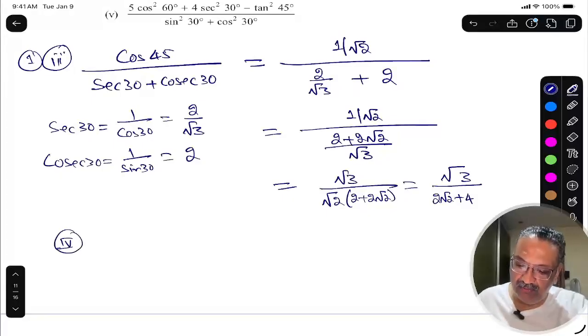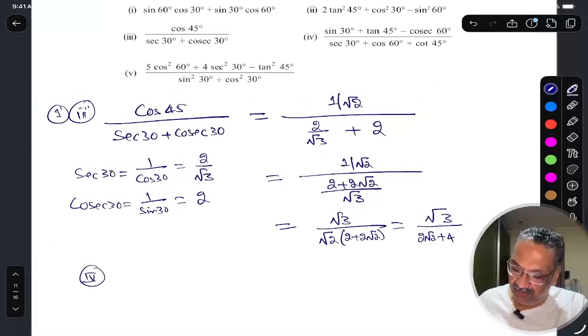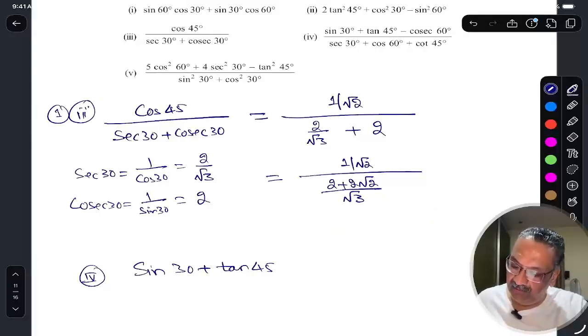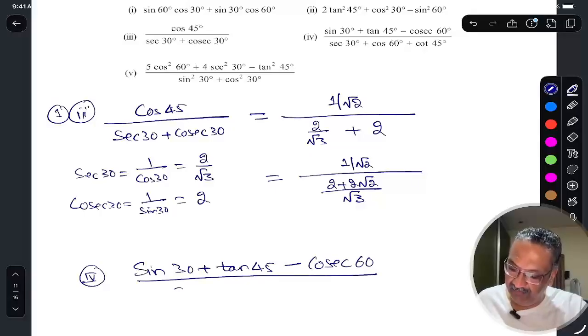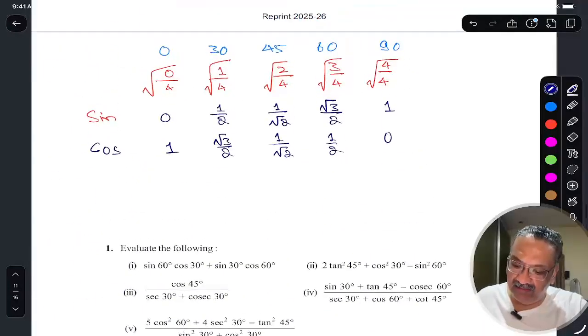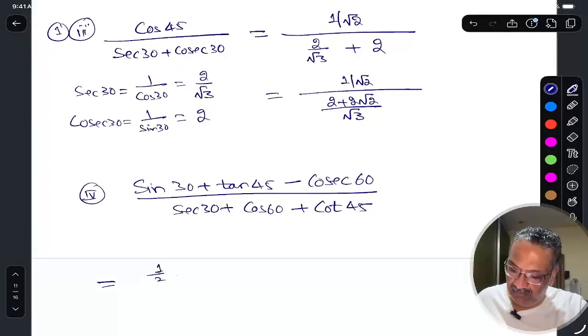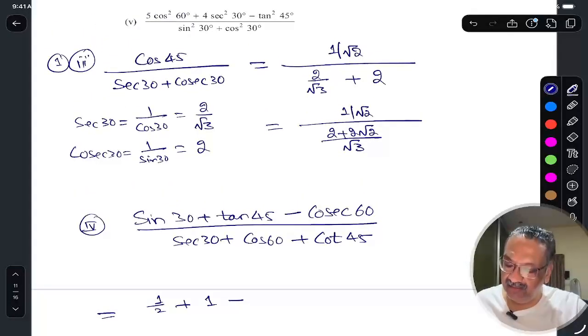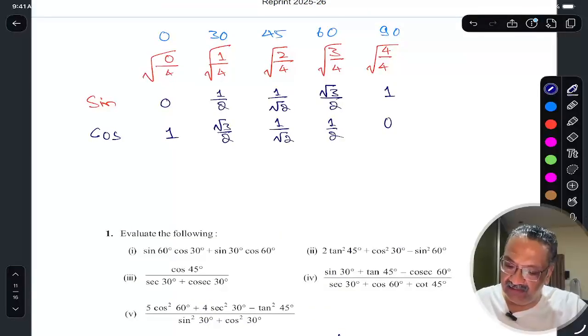Next, the fourth one. What does it require? It wants sin 30 plus tan 45 minus cosecant 60 divided by secant 30 plus cos 60 plus cot 45. Okay, what is sin 30? Sin 30 is nothing but 1 by 2, plus tan 45 is 1, minus cosecant 60. Cosecant 60 is 1 by sin 60. Sin 60 is root 3 by 2.